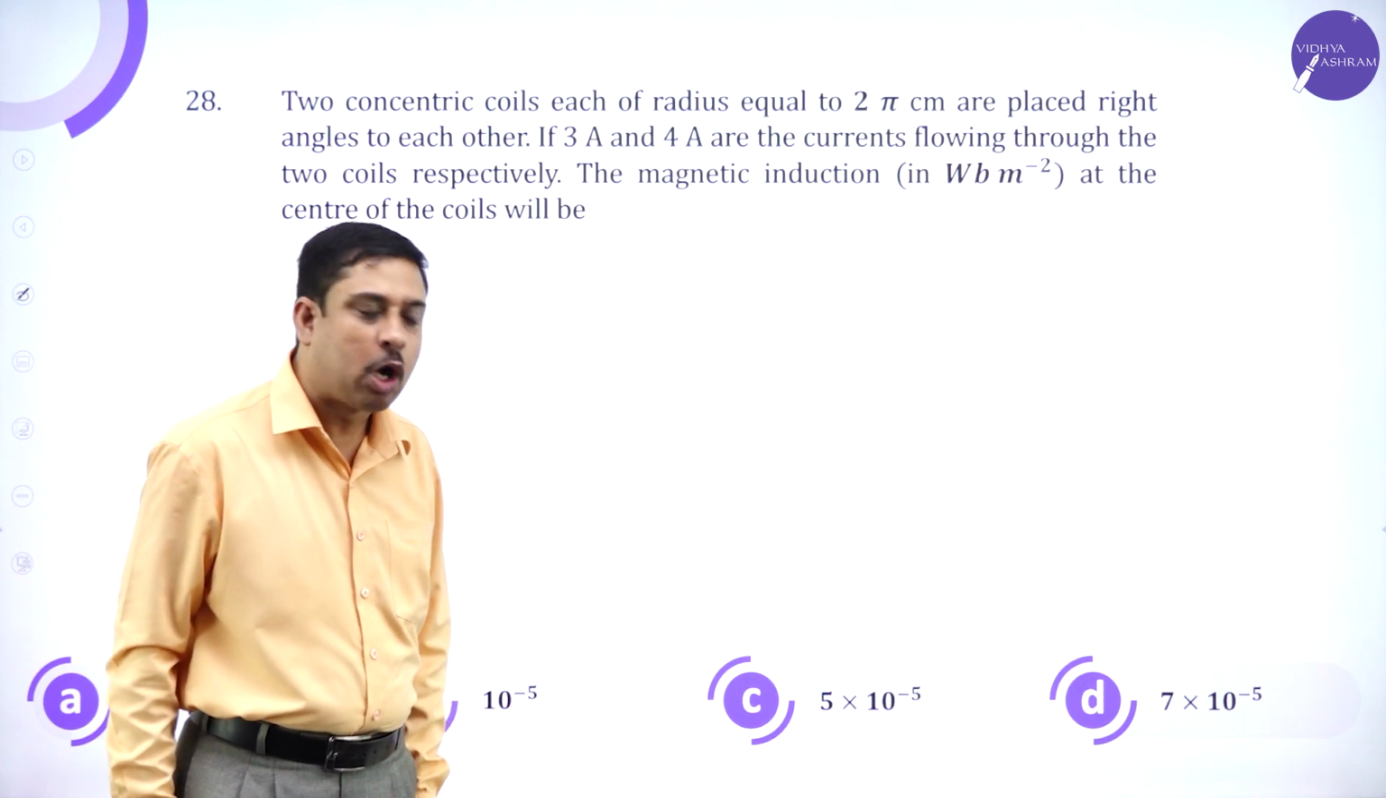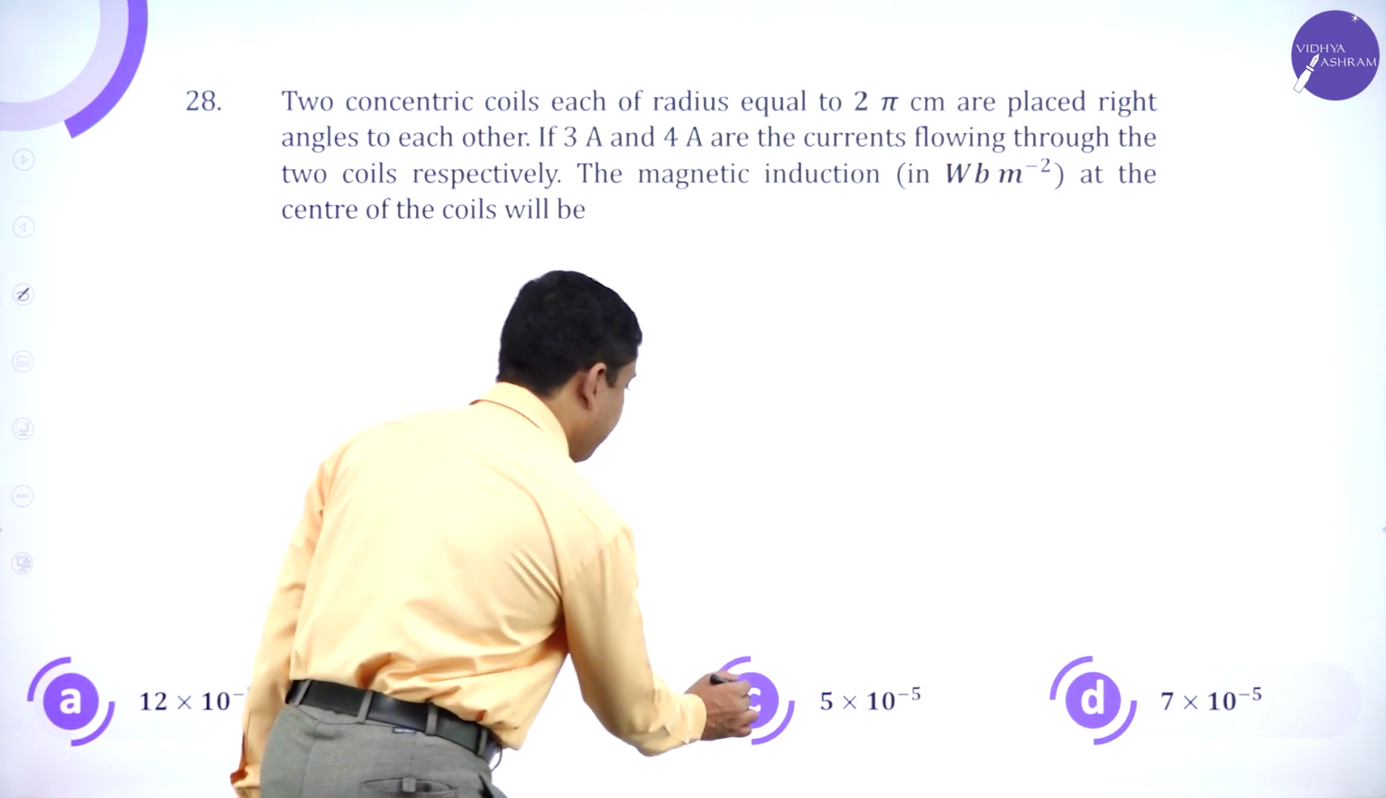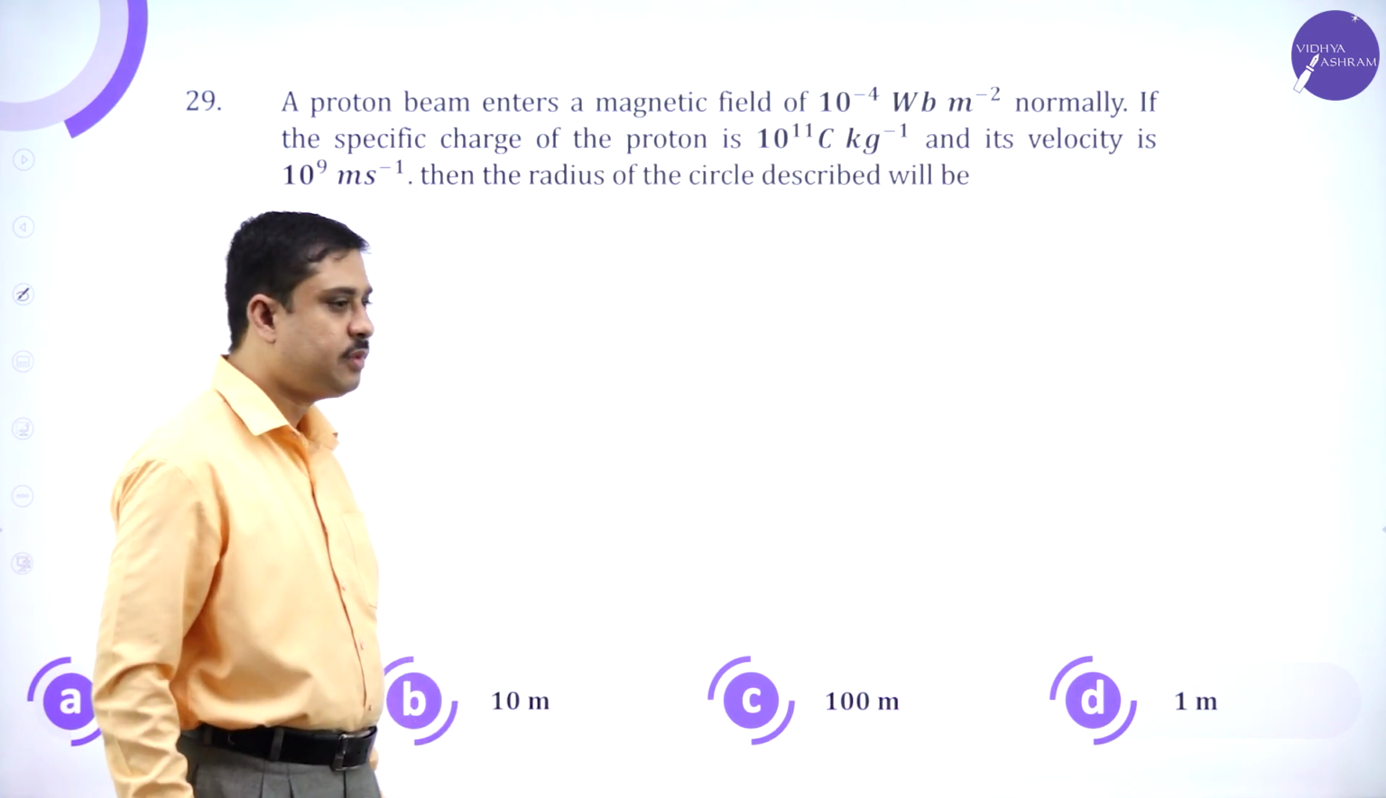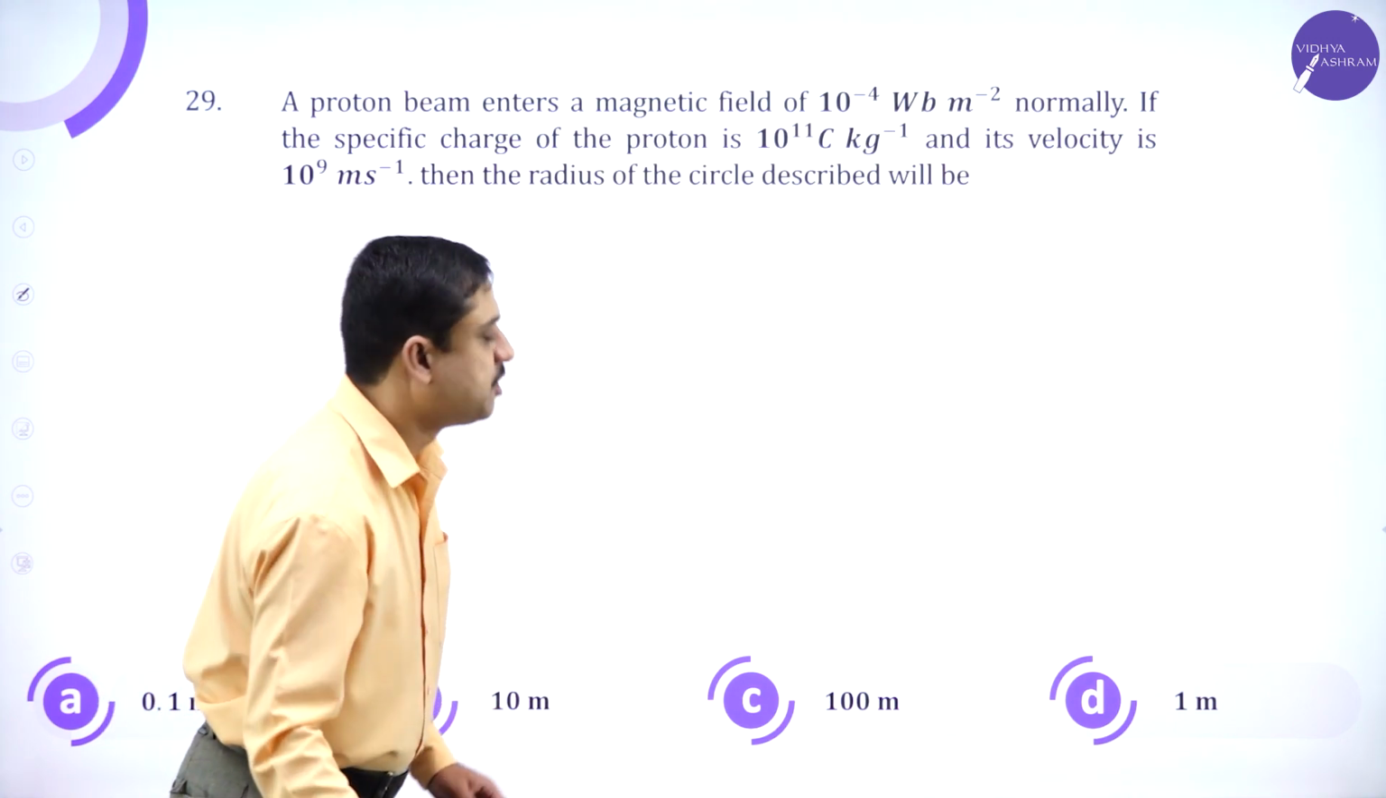This is already worked out in the previous session. 5 into 10 power minus 5 Tesla will be the answer. Now, this is important.